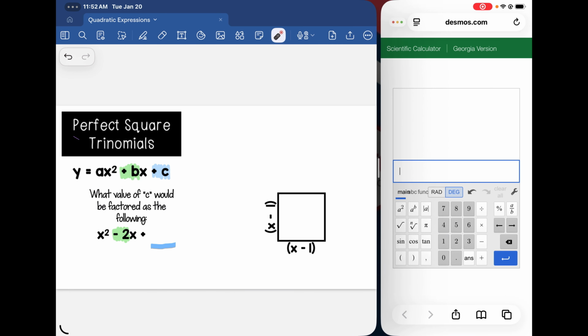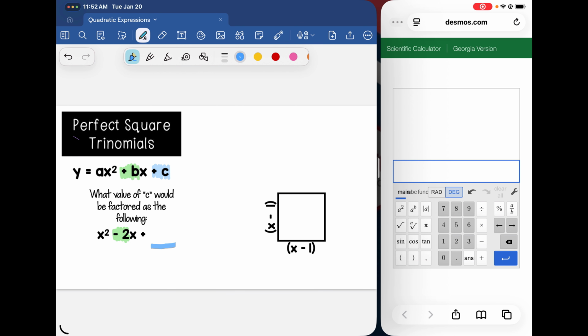All right, so let's take it up a notch. I have x squared minus 2x plus blank. And the directions say what value of c would be factored as the following, which means I need to find my constant value that will create me a perfect square trinomial. I have my quadratic term and my linear term, no constant term. So how do we find it?